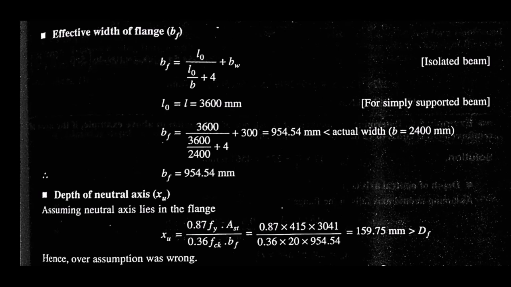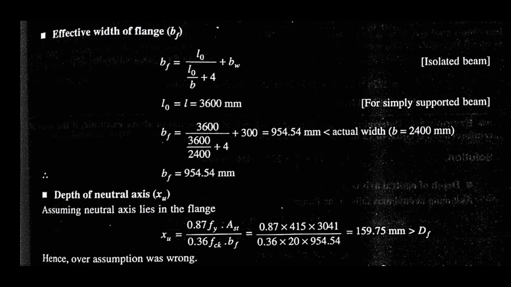problem. First of all, we have to consider the neutral axis lies in the flange. After that, we have to check whether it lies in the flange or in the web. So for this consideration, xu is equal to 0.87 fy Ast by 0.36 fck bf. That is equal to 0.87 into 415, that is fy, into 3041, that is Ast, by 0.36 into 20, that is fck, into 954.54, that is bf, which is equal to 159.75 mm, and which is greater than Df, the depth of flange. That means our assumption was wrong.